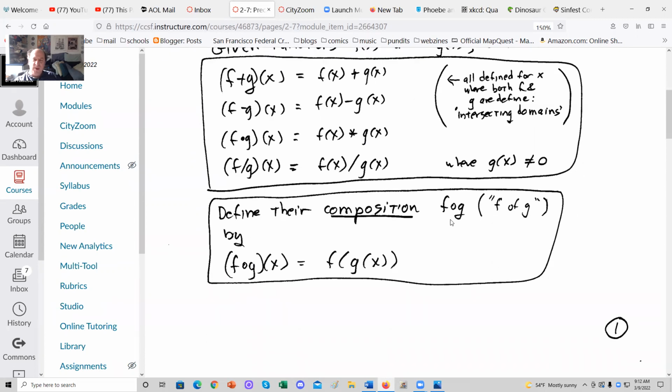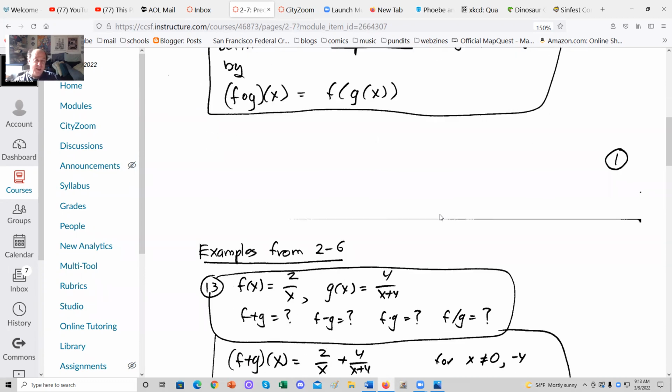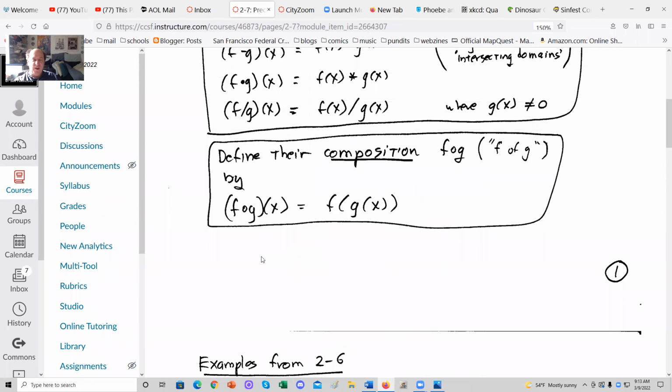We define their composition, written f o g, I read it as f of g. It's defined this way: f of g at x is f of g of x. Basically, you apply g to the number x and then f to the result. So it's a sequence, a chain of functions. Start with x, define g of x from that, and f of g of x from that. That double motion is called f of g of x.